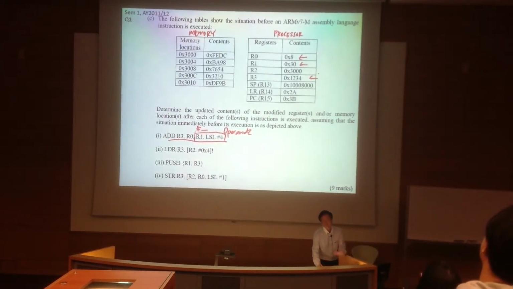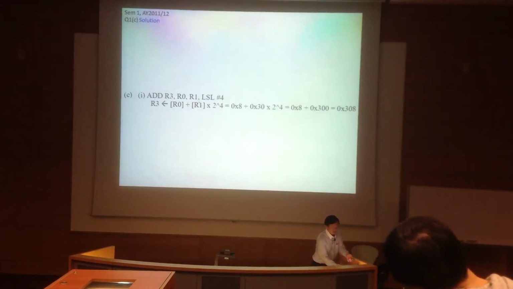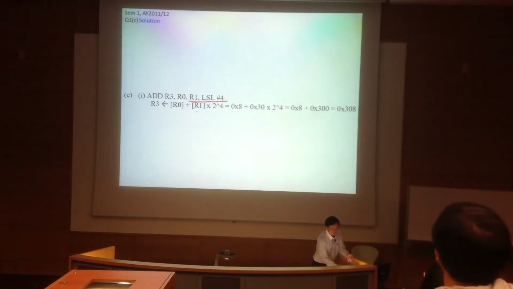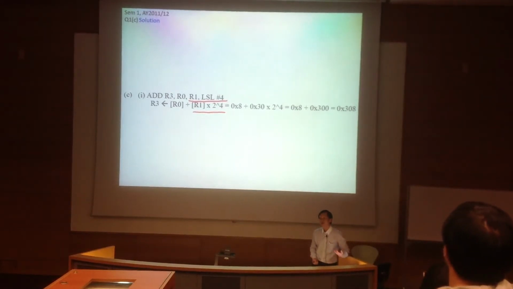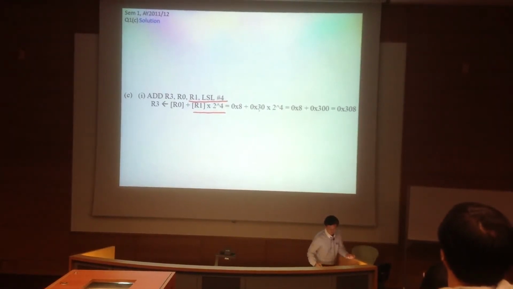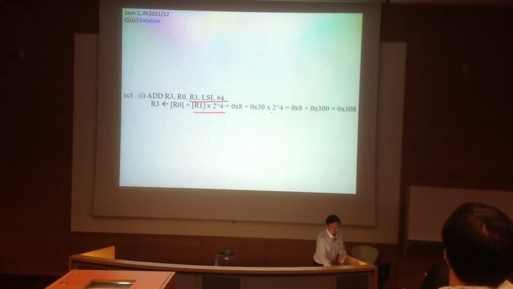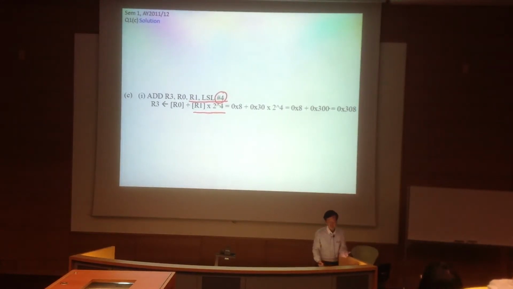So this is a simple question. How to do it? You know the value in R1. When you shift it, it's like multiplying by 2 to the power of the number that you shift. So you know that it is 30, and then multiply by 2 to the power of 4, because it is LSL 4. You end up with actually 300. If you don't believe, you can actually write it out.